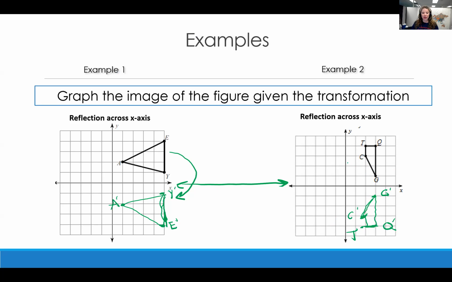All right, so what we were talking about as far as those rules go, the x coordinate stays the same and the y coordinate changes signs. So here E is 1, 2, 3, 4, 5, 1, 2, 3, 4. So E is at 5, 4. But once we reflected it over the x-axis, E prime is still at +5, but now it's at -4. 5, -4. And we could show that is true for all of our points. The x stays the same and the y changes signs.